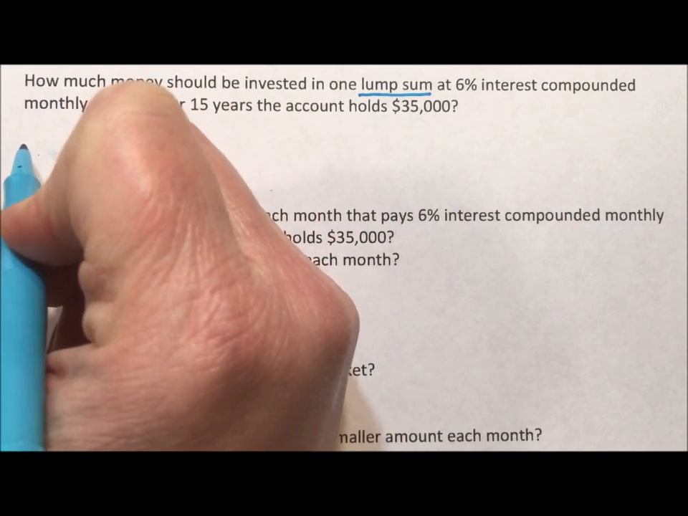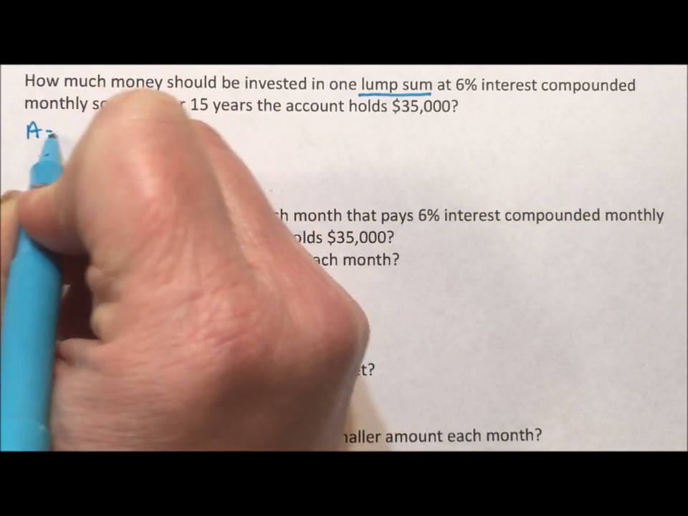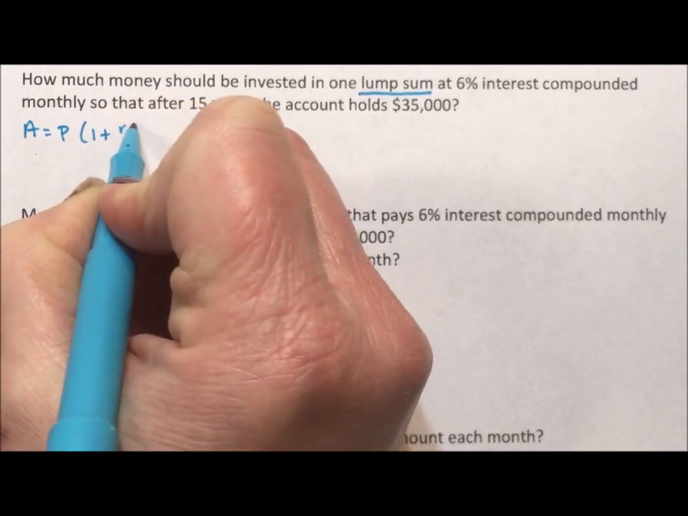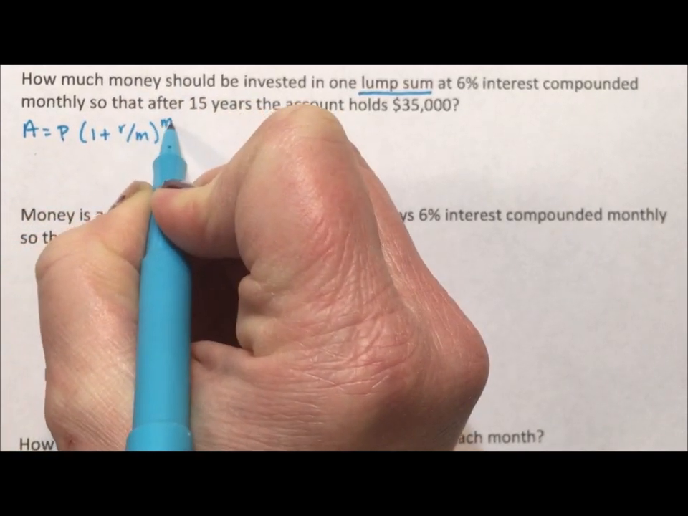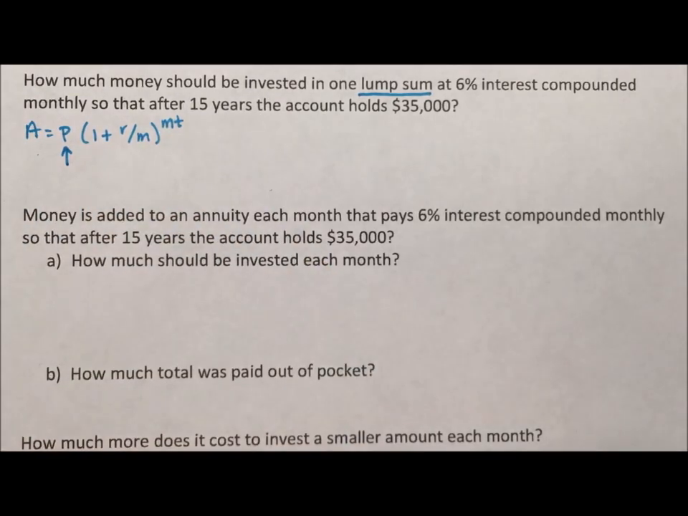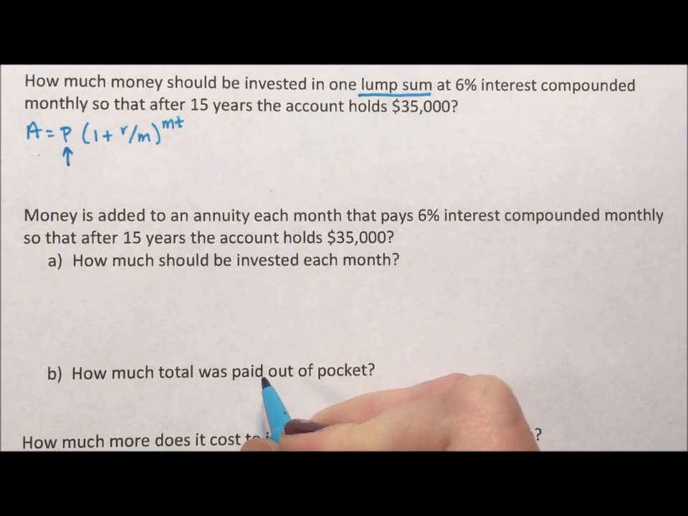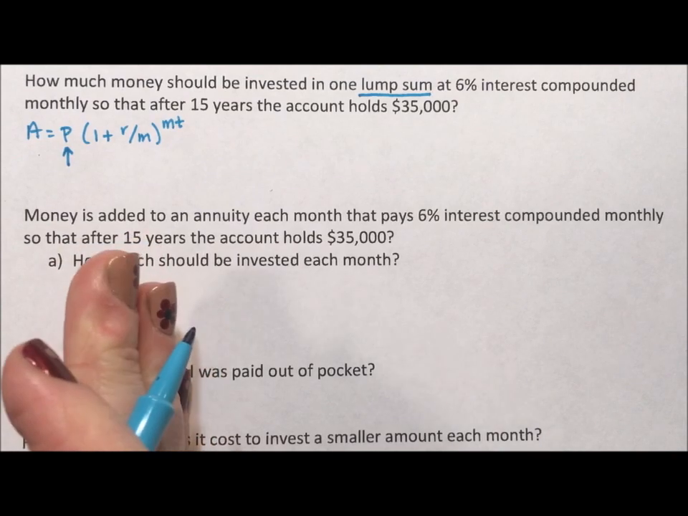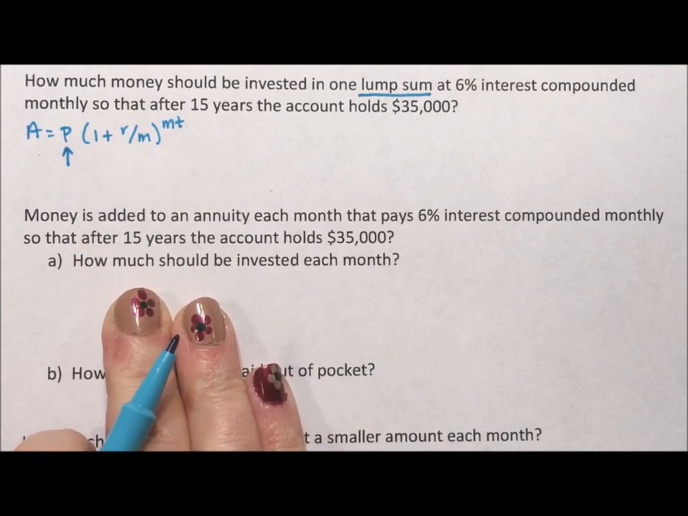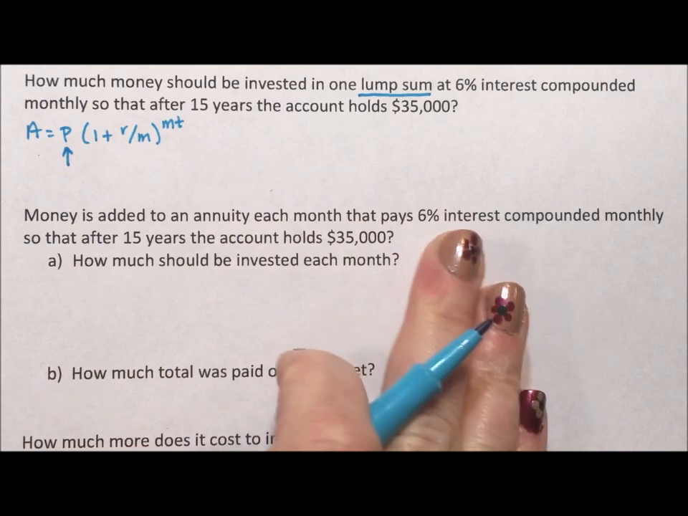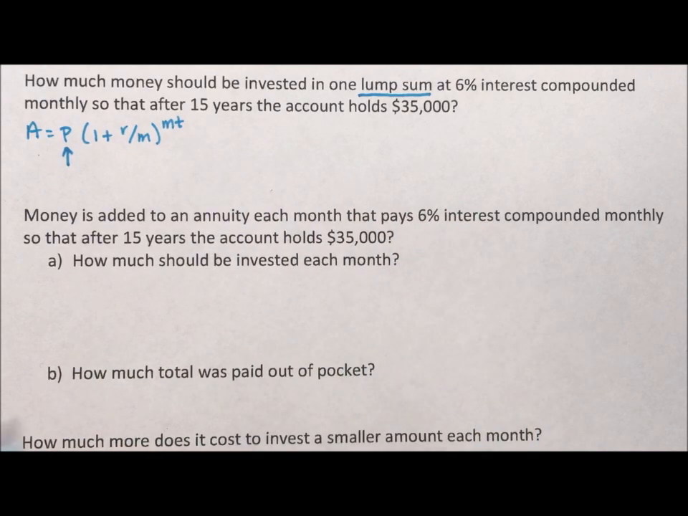So if we look at our compound interest formula, A equals P(1 plus r over m) to the mt, I'm asking you to solve for the principal or for the present value. What present value lump sum? What value do I need today in the present to invest so that in 15 years it grows to $35,000?